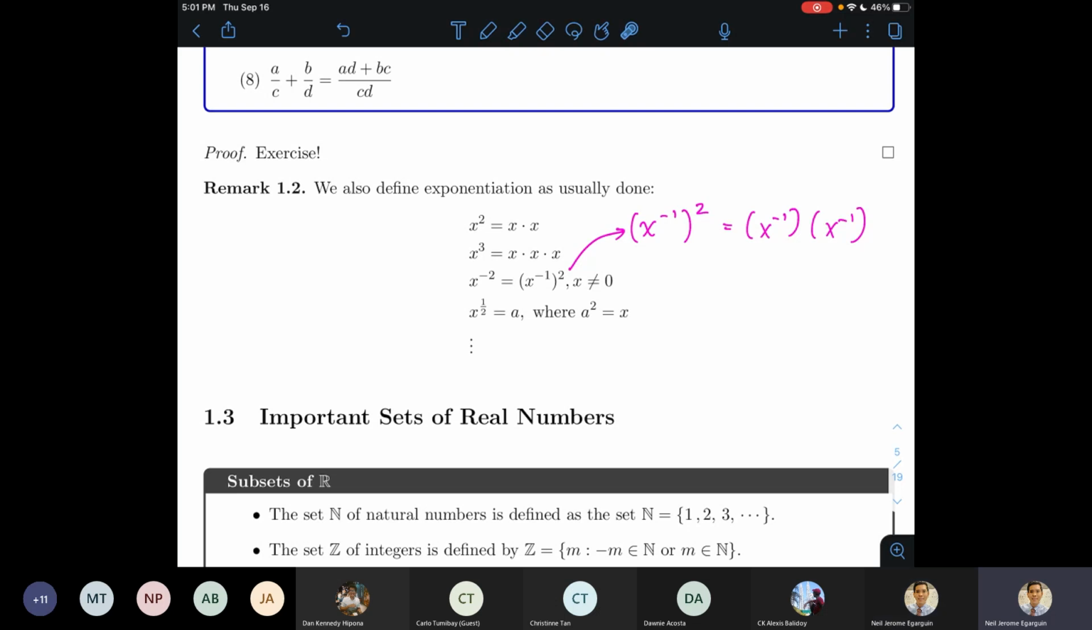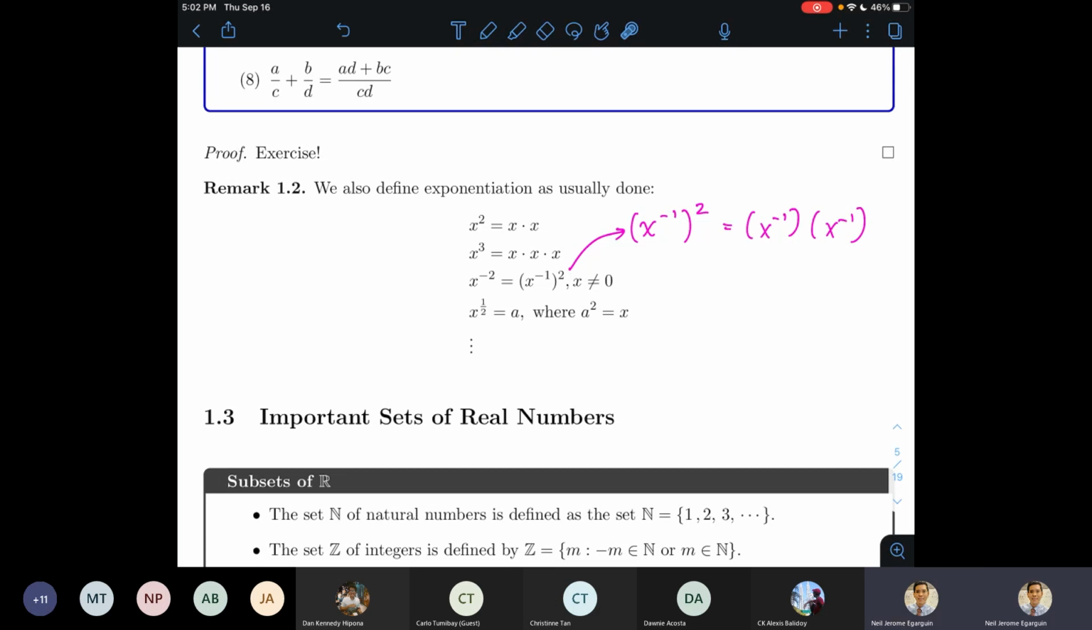Okay? And then if you have a rational exponent, we define it this way using the usual notion that we know. Of course, the definition of exponentiation is not very rigorous, but I hope you get the idea. This is the same notion as the usual exponentiation that we know. All right. And that wraps up section 1.2.